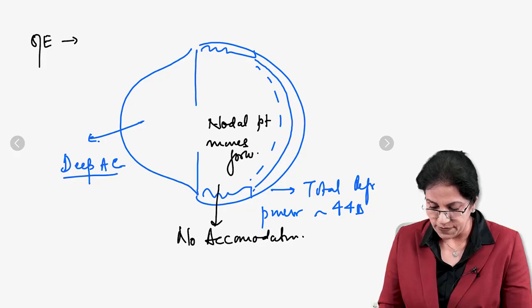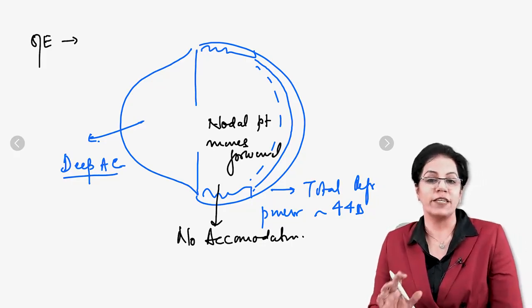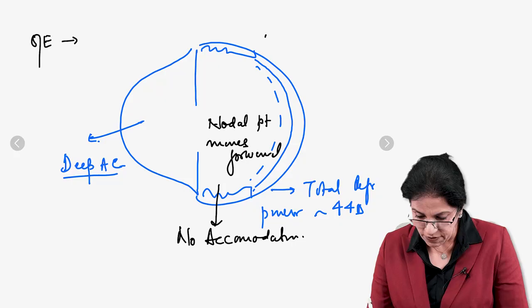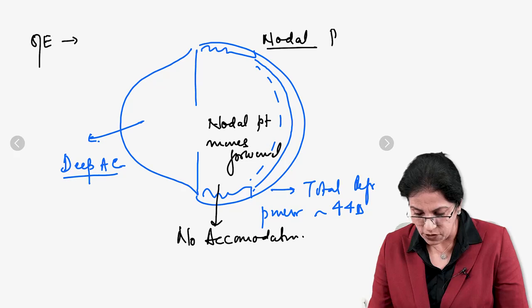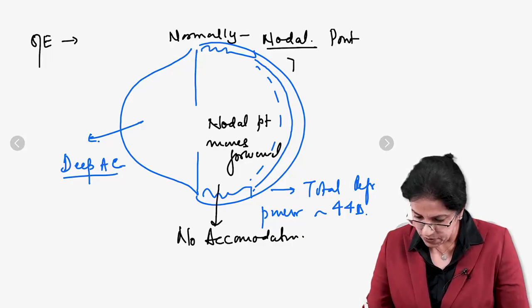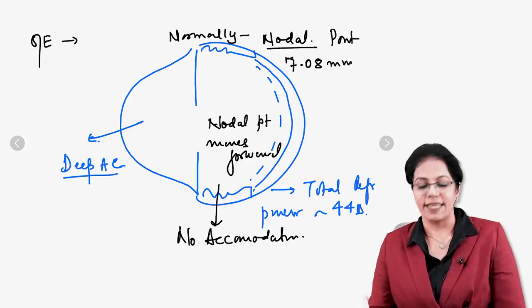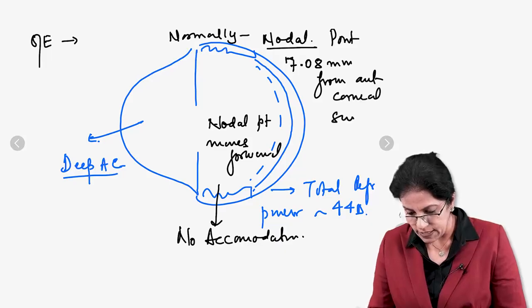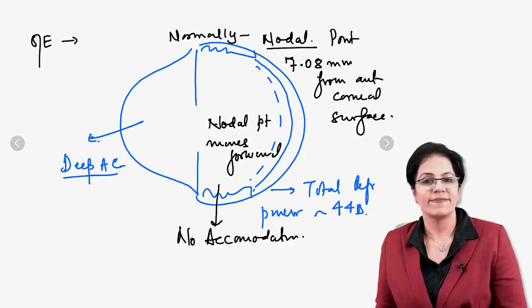Moving forward. What is the exact location of the nodal point in a normal emmetropic eye? You should know this. The nodal point is 7.08 millimeters away from the anterior surface of the cornea. Normally, the nodal point is 7.08 mm from the anterior corneal surface, right?